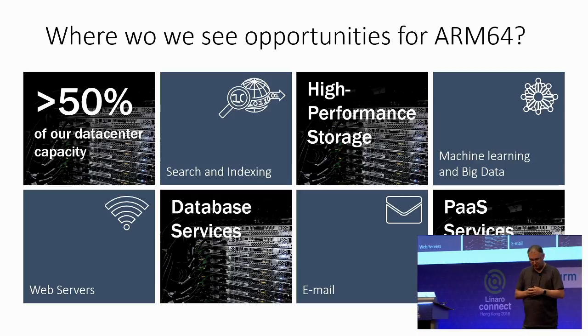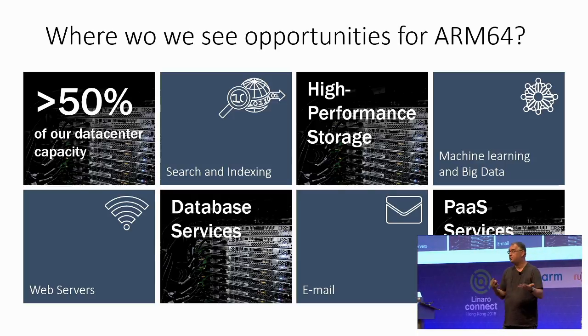So where do we see the opportunities? Well, I already mentioned search and indexing. We have a lot of servers devoted to that. High-performance storage is an obvious candidate because, again, the stack is what we control. There are no user applications running. There are no user VMs running. It's all our own code. Machine and deep learning, obviously, is taking up a larger and larger percentage of our data center capacity, and so on. Platform as a service, again, anywhere where the ISA doesn't shine through is actually a good candidate for ARM servers.